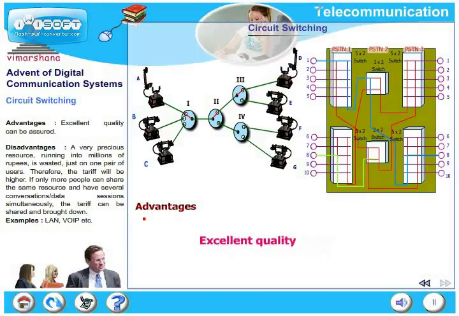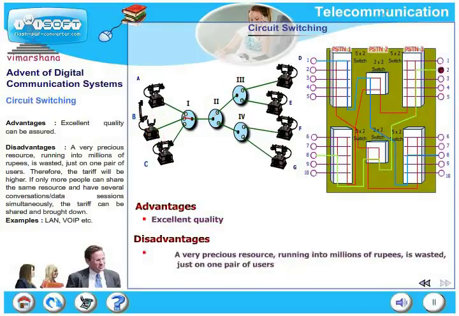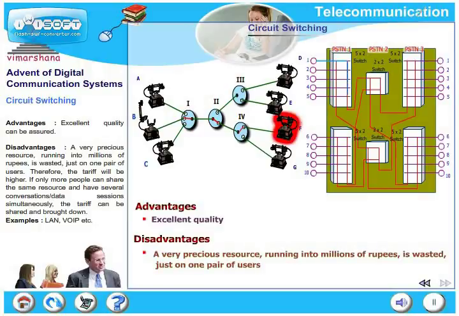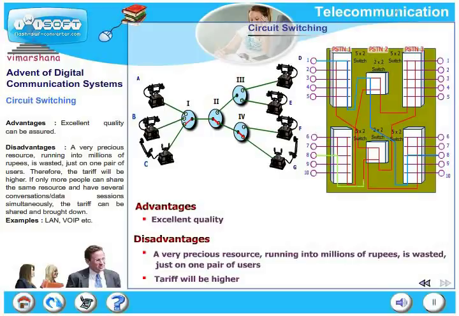Advantages: excellent quality can be assured. Disadvantages could be a very precious resource running into millions of rupees is wasted just on one pair of users. Therefore, the tariff will be higher. If only more people can share the same resource and have several conversations or several data sessions simultaneously, the tariff can be shared and brought down. Examples will be LAN, VoIP and so on.